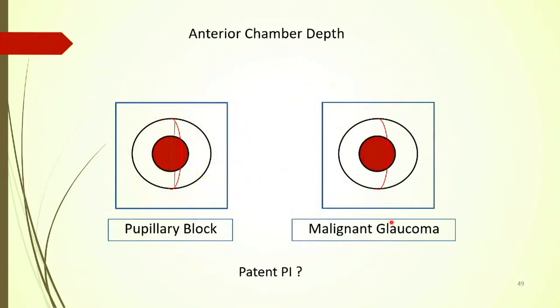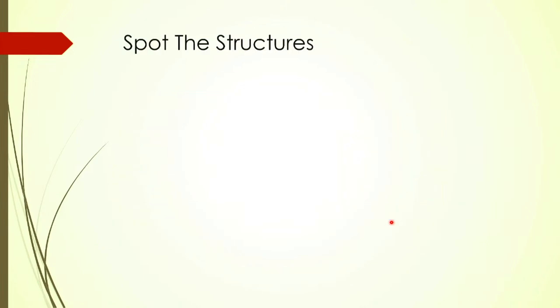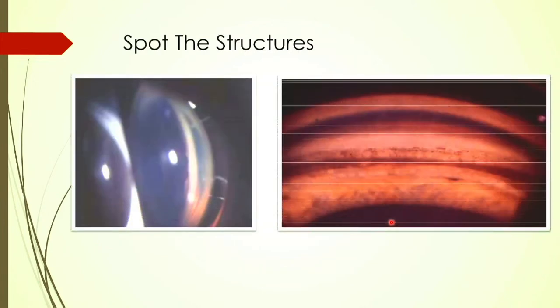Yes, so in pupillary block there is a non-uniform shallowing, the center is going to be deep, and in malignant glaucoma it's going to be uniformly shallow. This is the slide showing the differentiation between the lacy pattern of the iris processes and a sine AK. You should be able to differentiate between both of them.